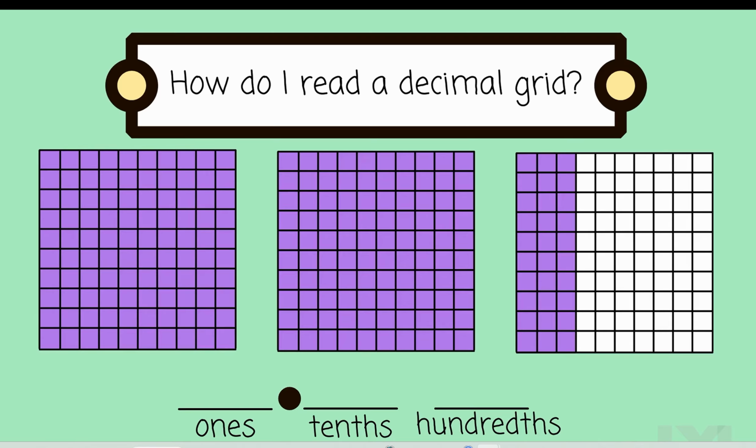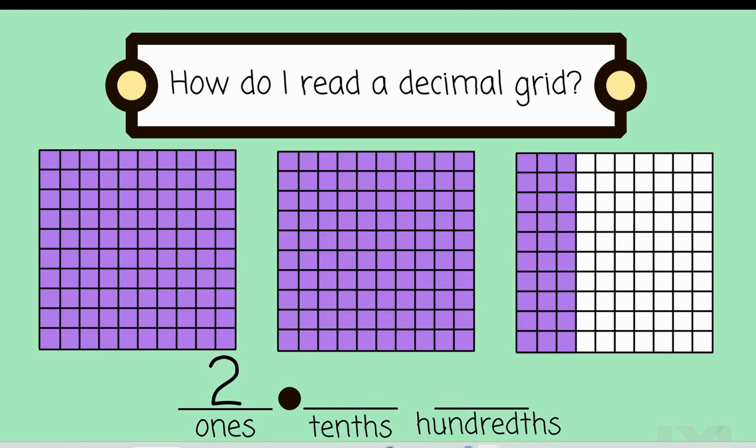I see that I have 3 grids this time. 2 of the grids are completely shaded in, and the third is only partially shaded. Just like before, we'll start with the grids that are completely shaded in. I have 2 complete grids, so that equals 2 wholes. To show this, we'll put a 2 in the ones place.